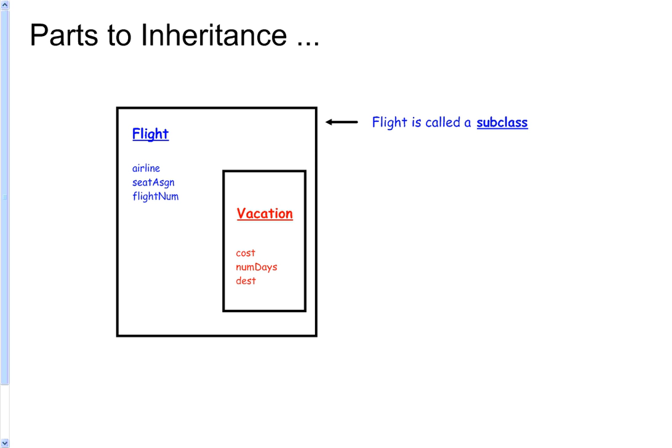So we have parts to inheritance now to discuss a little bit. The flight class is called a subclass. Now this is going to be a little bit confusing, some of the terminology I'm going to talk about for just the next minute, but then I'll try to clear it up at the very end of this video. So the flight class inherited the vacation. The flight class has access to more code. It's called the subclass.